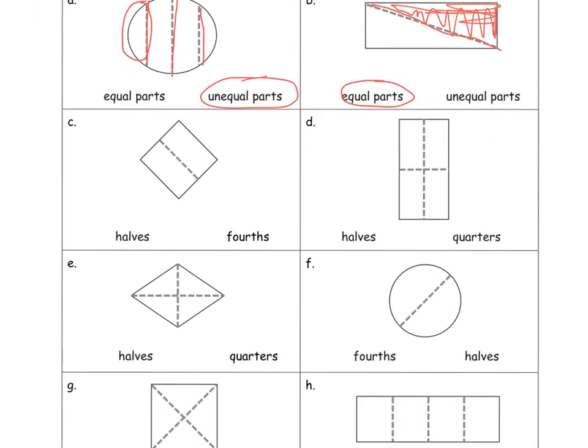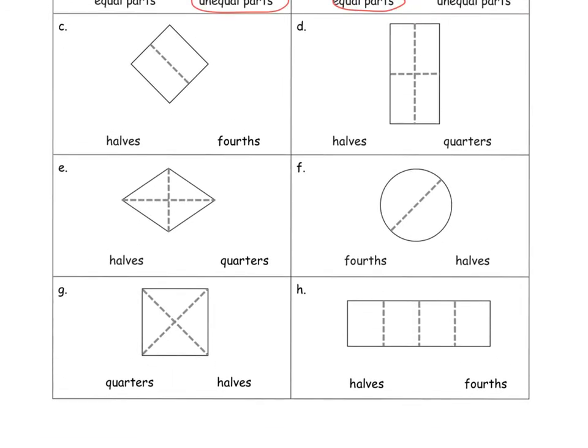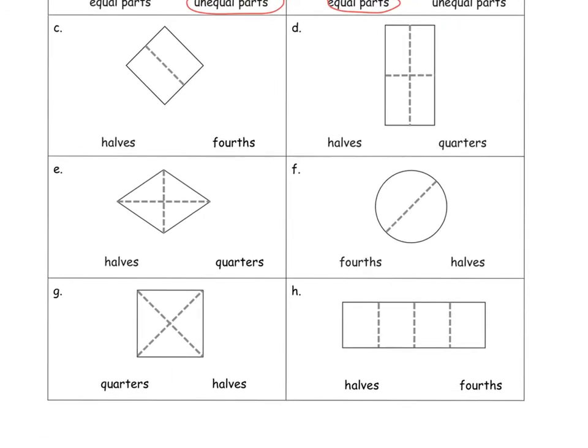So let's take a look down, and I'll do one more of these. So now down below for C through H, they're asking you to figure out how many parts you've broken this into. So let's look at E. And we have one cut this way and one cut this way. And now we want to know how many parts are made. We have 1, 2, 3, 4. And I know 4 are quarters.